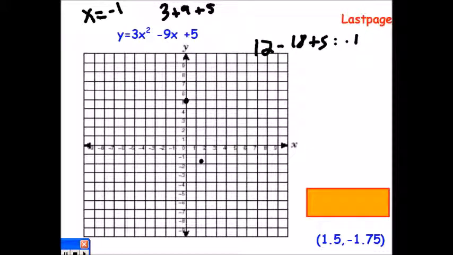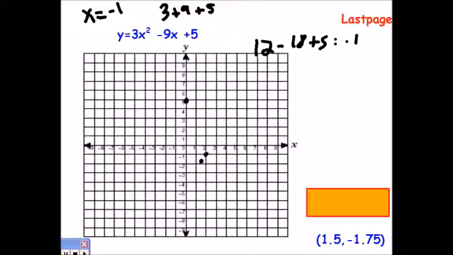Okay, I went ahead and did some calculating. When I plugged in negative 1, because I wanted to stay on the same side, I got that y is equal to 17, which wouldn't fit on here. So I decided to go another route. I went ahead and let x be equal to 2, and I got negative 1. So the point 2, negative 1 is on my parabola.